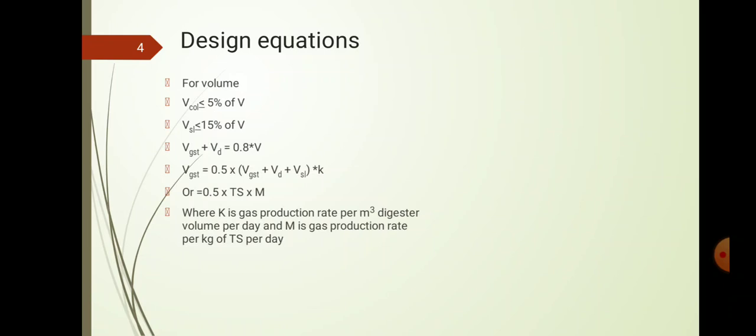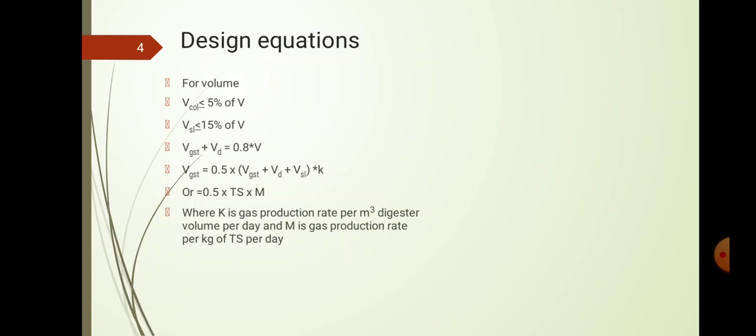So in this, TS means the total solid content per day. TS is also equal to 0.5 into total solid content into M, where M is the gas production rate per kilogram of total solid. These two equations are almost the same, but in one equation we represent how much gas is required per meter cube, and in the other we represent how much gas is required per kilogram of total solid content. That is the only difference in these two equations.